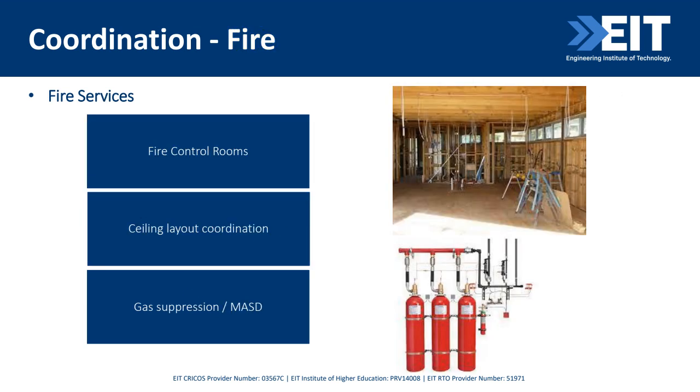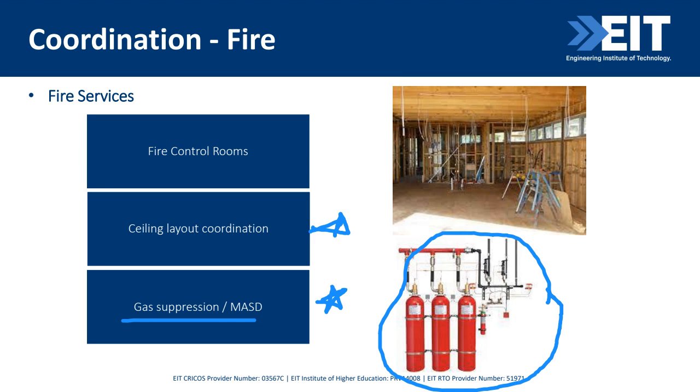Now, some other basic things, fire control room. Maybe there's enough equipment that they have their own fire control room. So we need to fit out that room with power, with lighting, with emergency lighting, all the basics that we would in a plant room. The other common one, which we've already mentioned, is ceiling coordination. So they might have smoke detectors, for example, and we need to make sure that they don't clash with our light fittings. And maybe they have other systems such as gas suppression. So similar to any equipment, what equipment do they have? Where is it going? What power supplies do they need so that we can document that in our drawings?